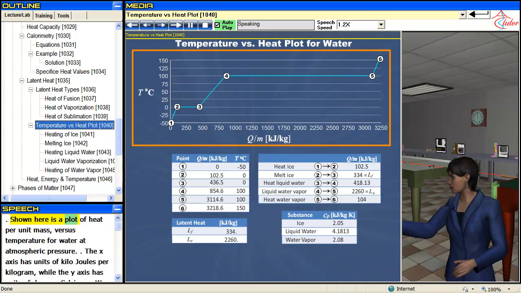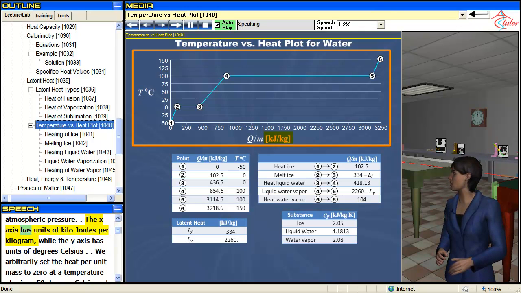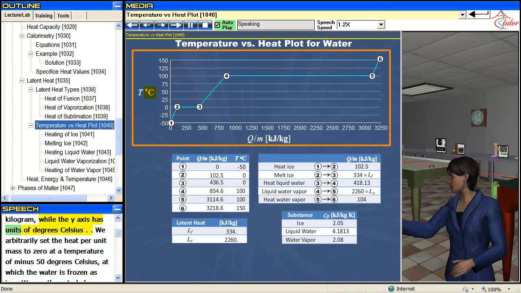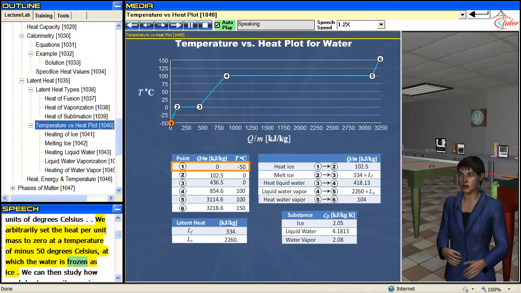Shown here is a plot of heat per unit mass versus temperature for water at atmospheric pressure. The x-axis has units of kilojoules per kilogram, while the y-axis has units of degrees Celsius. We arbitrarily set the heat per unit mass to 0 at a temperature of -50 degrees Celsius, at which the water is frozen as ice.